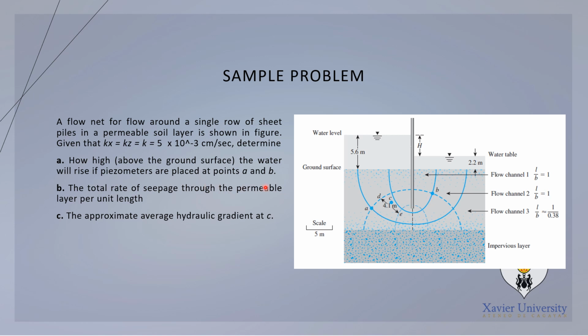So yung pasabot diri is actually kung mag-insert ka na kog piezometer diri nga point, pila kunoy rise sa water level inside our piezometer, or that is actually the water level no at this point. And then we are asked to solve for the total rate of seepage through the permeable layer per unit length and the approximate average hydraulic gradient at point C. Anong point C diri?